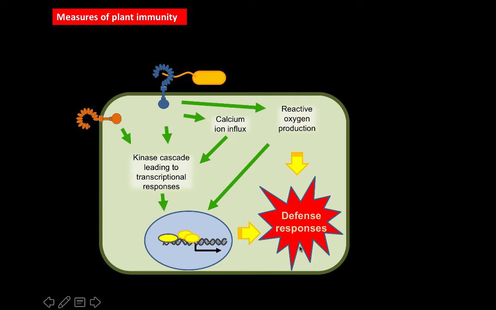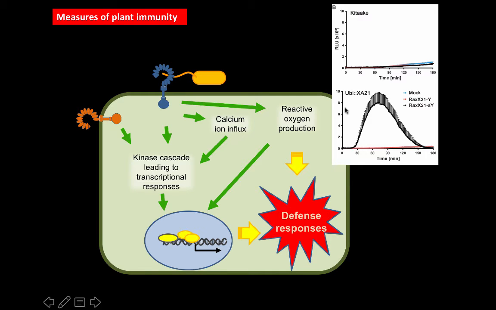And at the end, this whole response accumulates into the reprogramming of 5 to 10% of the genome and the upregulation of many defense genes. And this leads to defense response and to the disease outcome at the end. Either the plant is susceptible or is resistant, as I mentioned initially. So what do we do? How do we measure this?